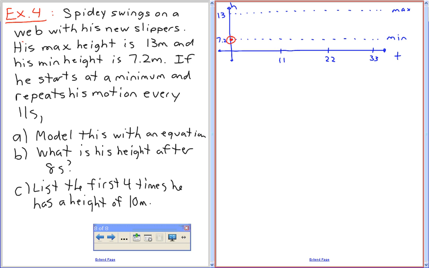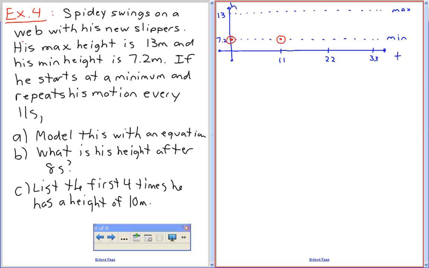If we know it repeats every 11 seconds, because I know some of you, yeah, I totally get this, okay, and that's fine for you. I just want to talk my way through this for those that don't. What is another point I can put on my graph? Go ahead. 11 and 7.2. Yes, it repeats every 11 seconds, so there's going to be another point that's going to be down there.